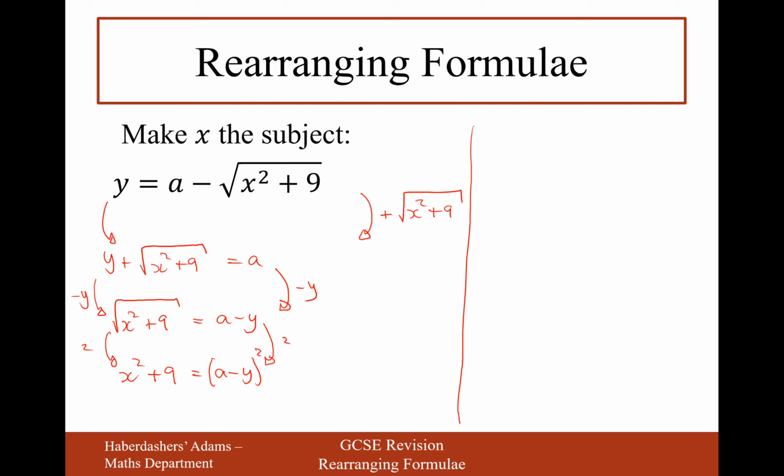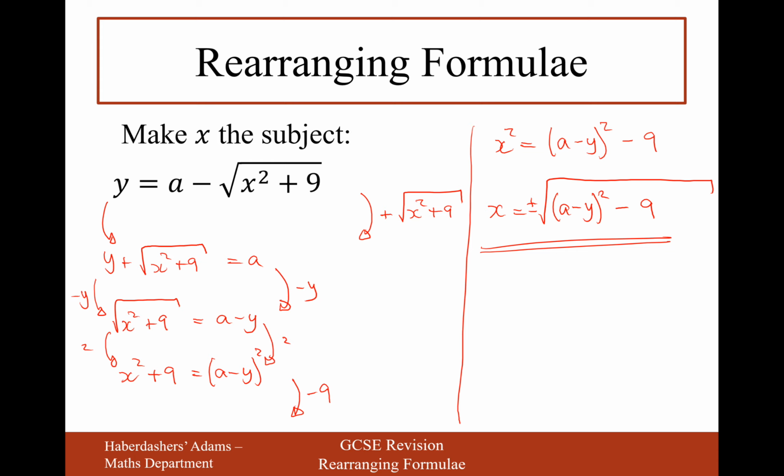Let's just move up here now. The next thing I'm going to do is subtract 9 from both sides. So it's going to be x squared equals a minus y squared, take away 9. And I'm going to get rid of this squared symbol by square rooting both sides. And it's just going to be a whopping great big square root around a minus y squared minus 9, and then the plus or minus symbol at the front of it as well. So there we are, that's the answer to this question.